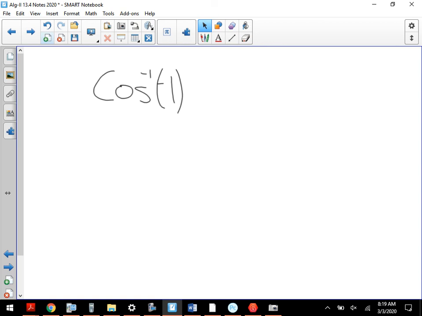Okay, cosine of -1. So this is asking you what angle has a cosine of -1. Well, to get a cosine that's just -1, that means it had to be on a quadrantal. Where is x -1? Over here. Because that's -1 and 0, so this is at 180, otherwise known as pi.